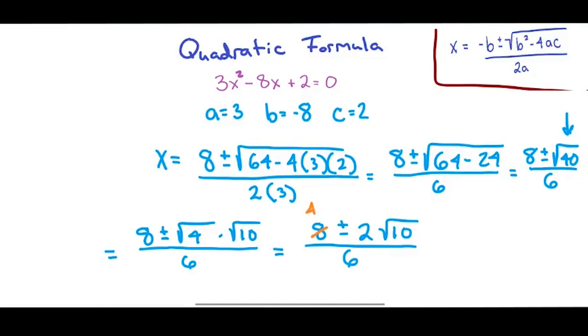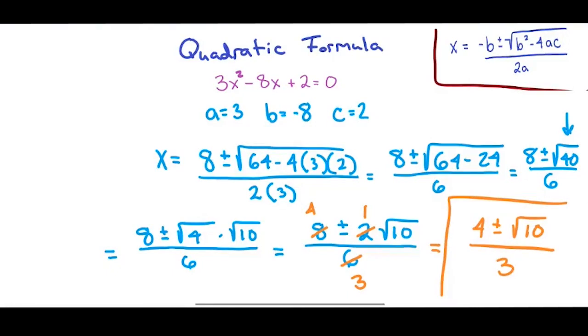8 divided by 2 is 4. 2 divided by 2 is 1. 6 divided by 2 is 3. So my final answer is 4 plus or minus the square root of 10, divided by 3. And that's how you use the quadratic formula to solve for x.